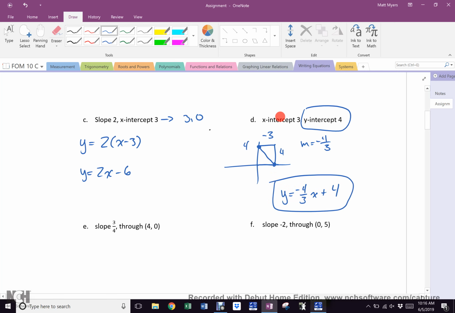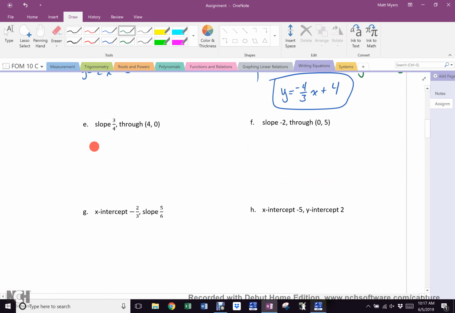You could do point slope, but you would still have to find the slope, right? And if you did point slope, you have 3, 0, or 0, 4. So you could have had y equals negative 4/3 x minus 3, or you could have had y minus 4 equals negative 4/3 x, because this would have been x plus 0, right? All 3 of those are exactly the same thing. Everybody cool? Sweet.